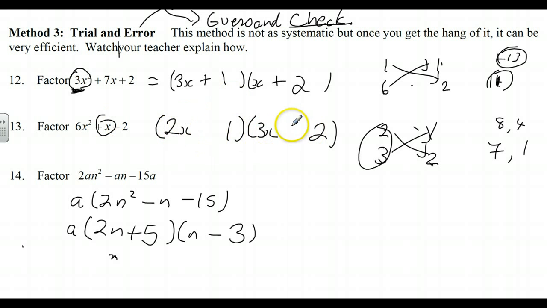Done. Okay, we're done. So it's harder when it's a composite number leading. It's easy when it's a prime number because this has to be 3x and x. This has to be 2n and n. It's the only way to get 3x squared or 2n squared.